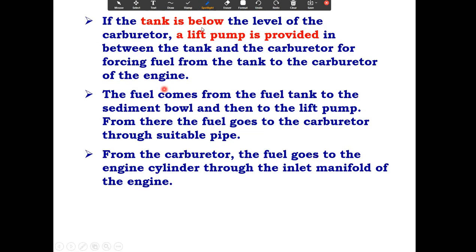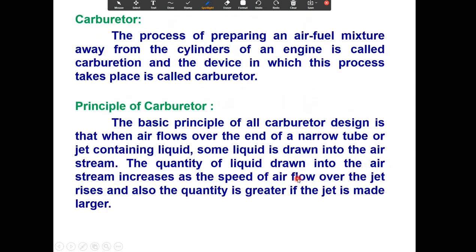If the tank is below the level of the carburetor, the fuel lift pump is provided in between the tank and the carburetor for forcing the fuel from the tank to the carburetor of the engine. And the fuel comes from the fuel tank to the sediment bowl and then to the lift pump. And through there, the fuel goes to the carburetor through a suitable pipe. And from the carburetor, the fuel goes to the engine cylinder through the inlet manifold of the engine.